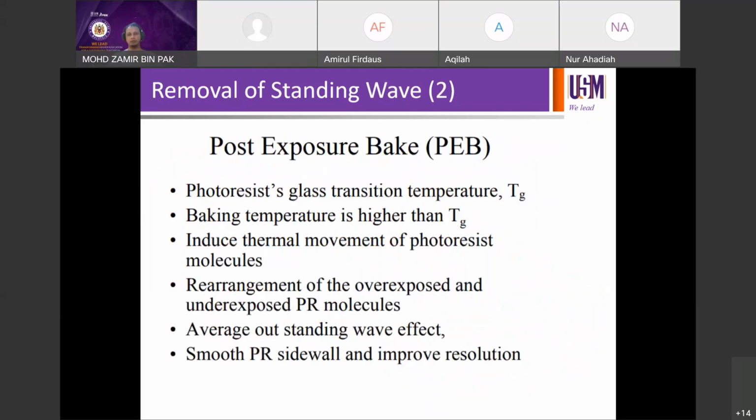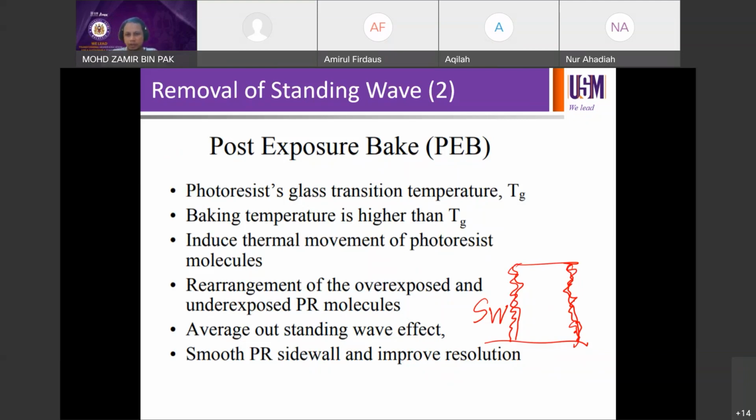The second way to solve this standing wave problem is by optimizing your PEB process. Which step is PEB? Where is the PEB step in the 8 steps? After which step? After E, right? After expose. Expose, then PEB, then develop, then hard bake, then VI. Okay, so optimizing PEB can help reduce standing wave.